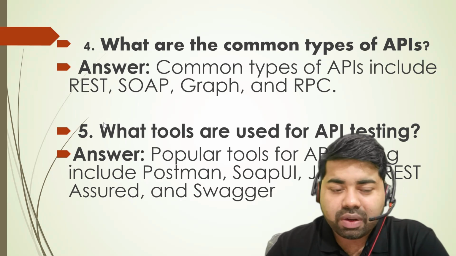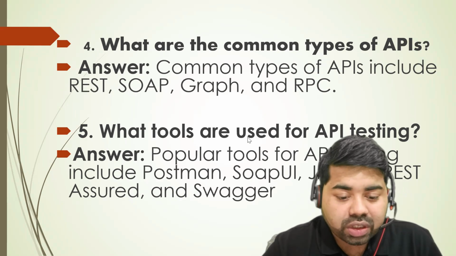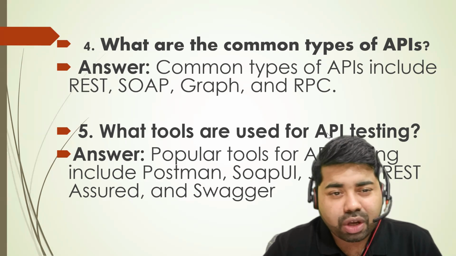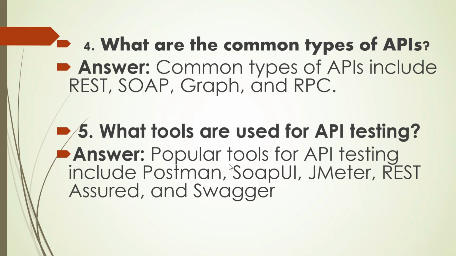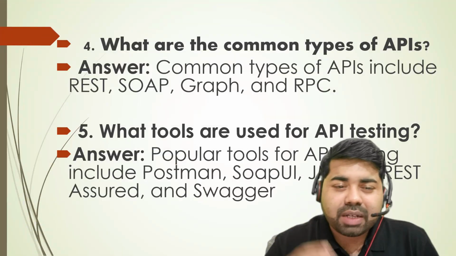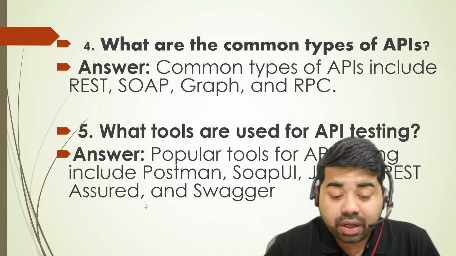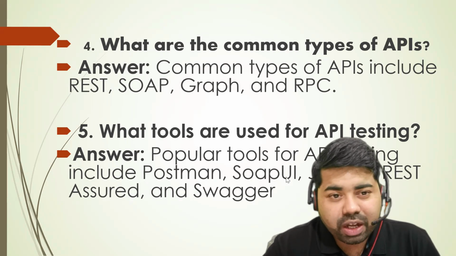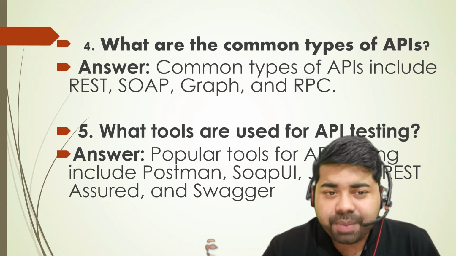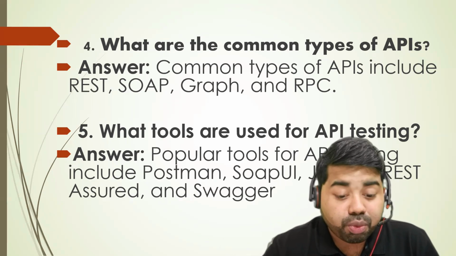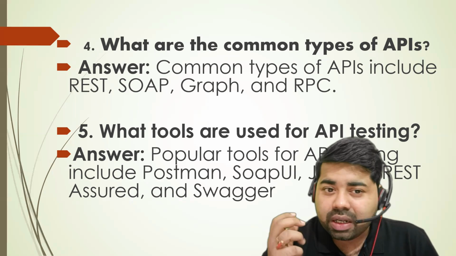Okay, what is the next question we have? What tools are used in API testing? We have multiple tools nowadays, guys. The most popular tools include Postman, which we use most frequently, and it is a very easy tool. We also have SoapUI, JMeter, REST Assured, and Swagger. More than 90% of companies are using Postman and REST Assured. I have also worked on SoapUI. It totally depends on your project, but I suggest you do more hands-on practice with Postman and REST Assured.